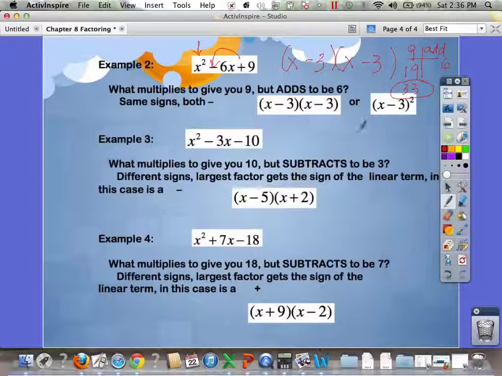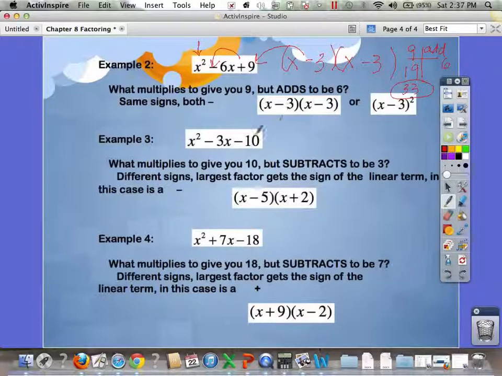Now, sometimes you'll see that written as x minus 3 quantity squared because it's the same exact thing. Either one is acceptable. And if you multiplied this out and did your box or distributed, you would come up with this polynomial. Okay? Let's try this one. I'm going to erase this right here so I have some room.